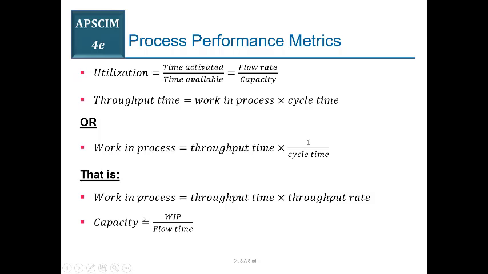So overall, let us say if you have the work in process and if you have the flow time, so flow time means the throughput time, then you can find the capacity of the system from that also. So these are different parameters that you can use for finding the performance measures of the manufacturing systems, and that's it.